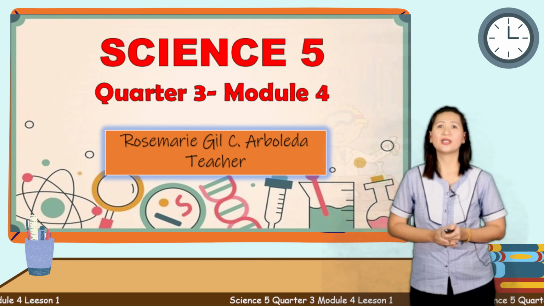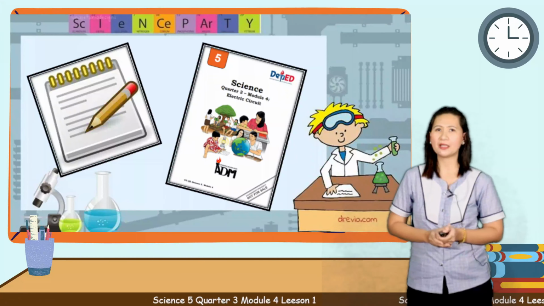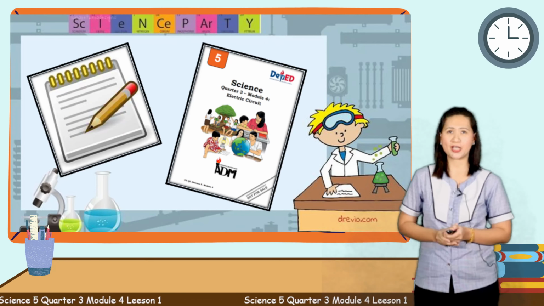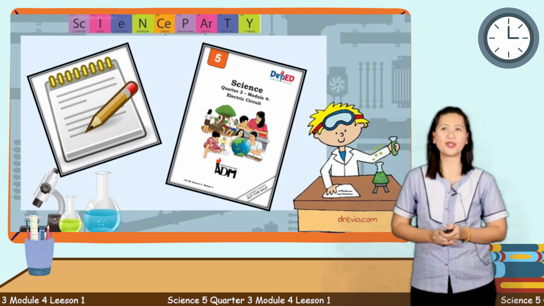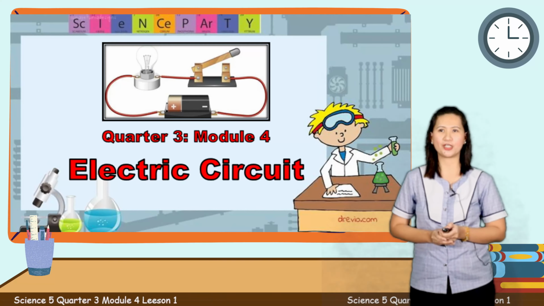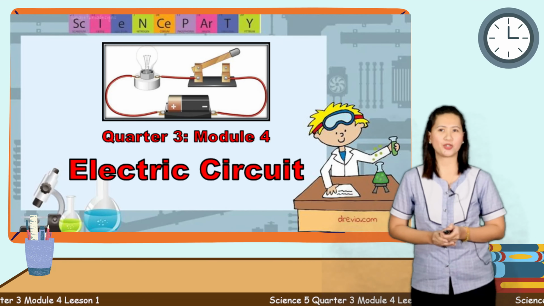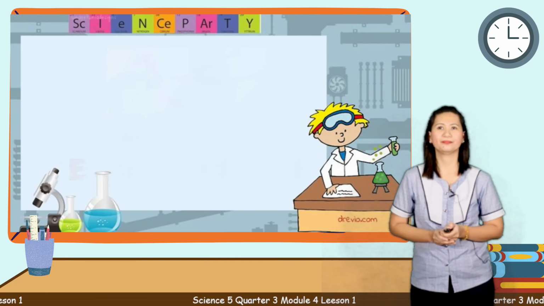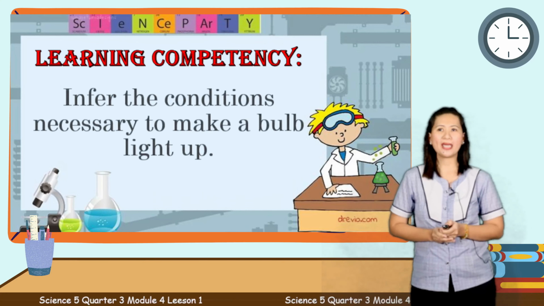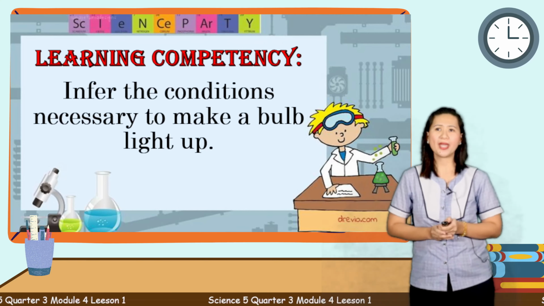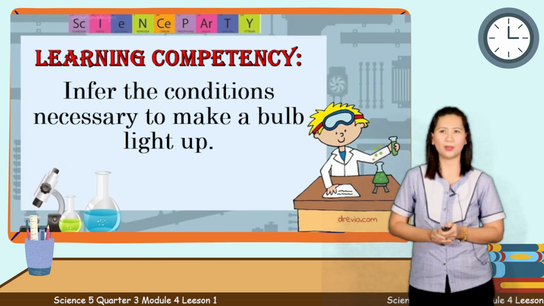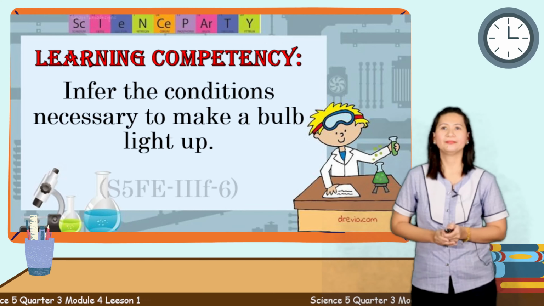So, to begin our lesson, please prepare your self-learning module, Quarter 3, Module 4, together with your paper and pen. And our lesson for today is electric circuit. At the end of the lesson, we expect that you will be able to infer the conditions necessary to make a bulb light up.